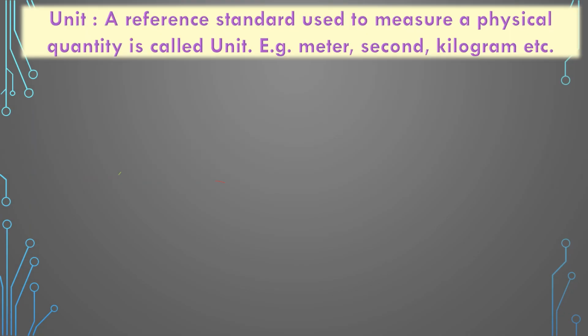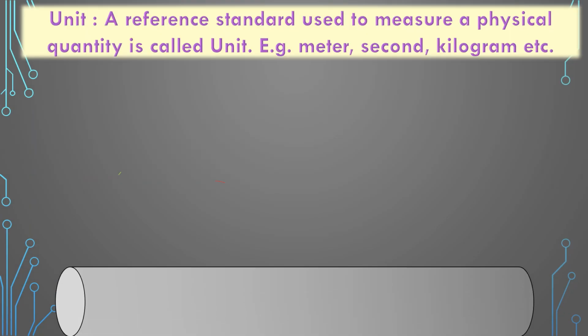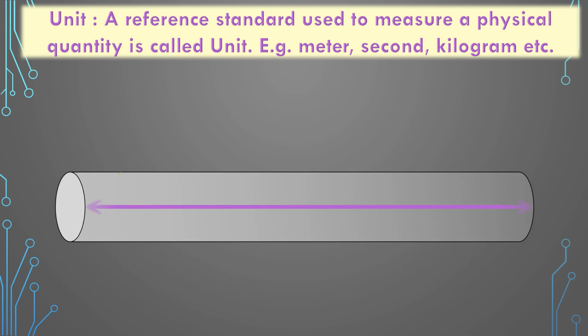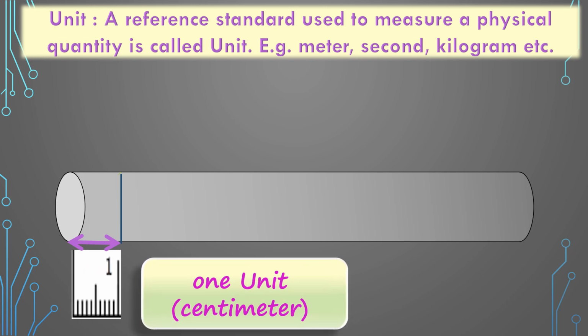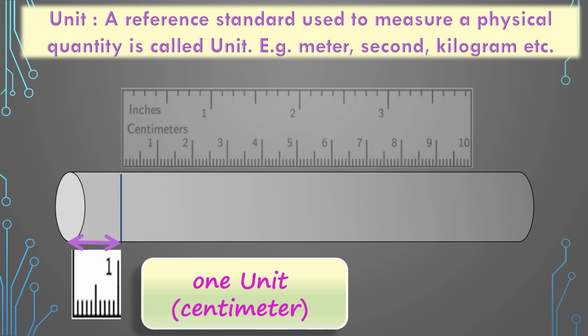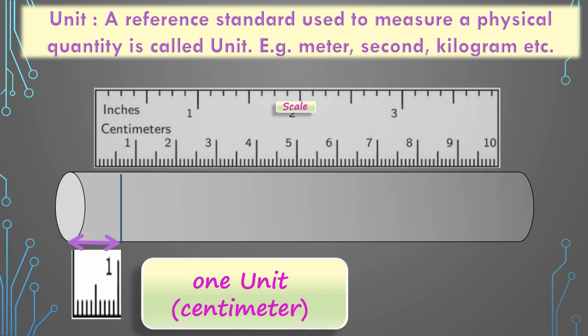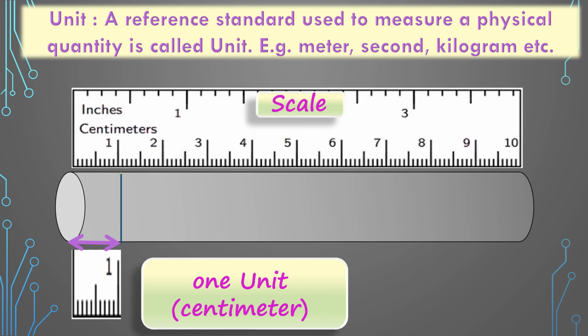Let us elaborate unit. Consider a cylinder whose length is required to be measured. Before measuring length, let us define a certain fixed length as our reference standard. Let it be called centimeter. Then an instrument denoting a large number of these fixed lengths or centimeters is called a scale. Thus, using this scale, the length of the cylinder can now be measured.